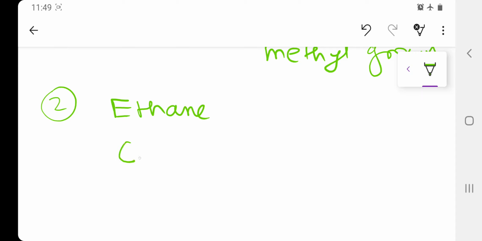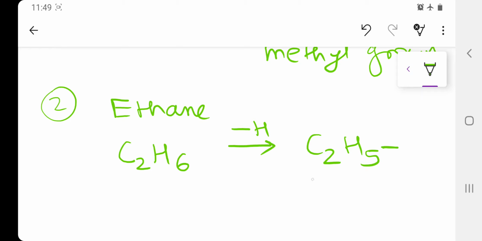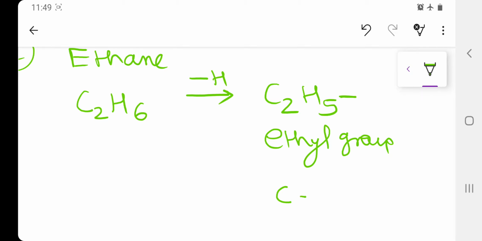Now proceeding further, you can consider the structure of ethane. Ethane structure was like C2H6. If I remove one hydrogen from this ethane, it will lead to C2H5 like this. Then this C2H5 will be called ethyl group, and the structure of this ethyl group will be like this: 3 hydrogens to this carbon, then 2 hydrogens to this carbon, and one bond is empty. That hydrogen I have removed, so this empty bond may be attached to another substituent. So ethane gives rise to ethyl group.